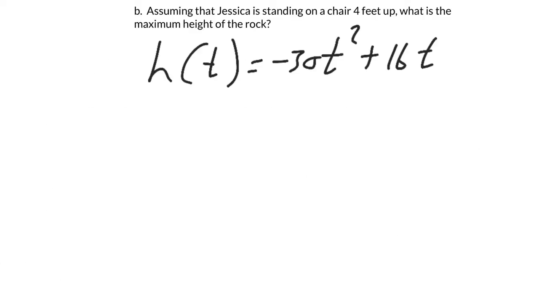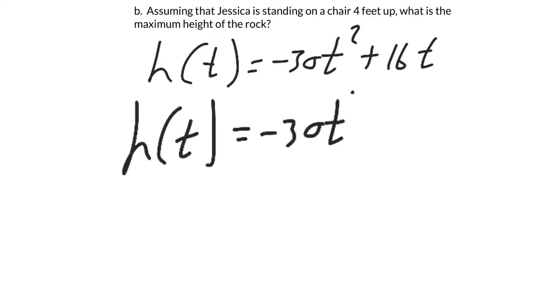So part B, assuming that Jessica is standing on a chair 4 feet up. So what's happened is her height function is still the same. It still follows the same trajectory, except now plus 4. It's lifted 4 feet into the air. What is the maximum height of the rock?